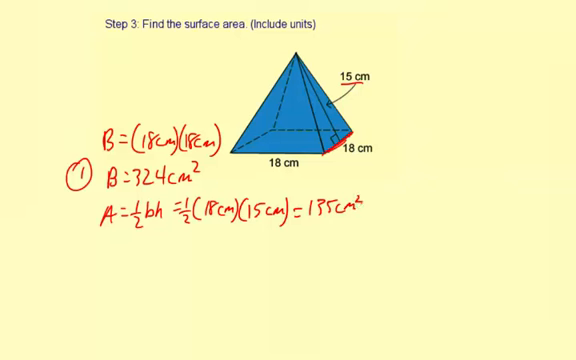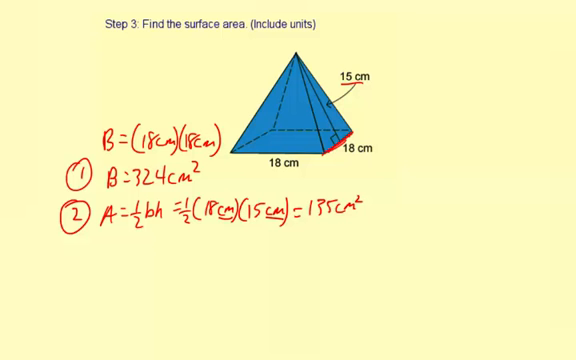So how do I know the units are square centimeters? Well, we're doing centimeters times centimeters. And when you multiply something by itself, that's squaring it. Okay, so this is step 2, finding the area of one of the lateral faces or one of the triangles.